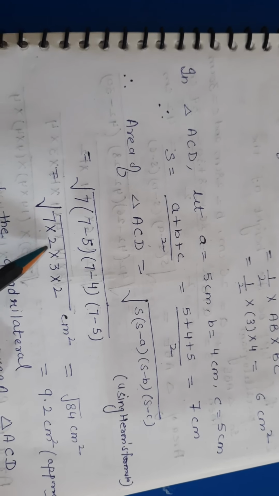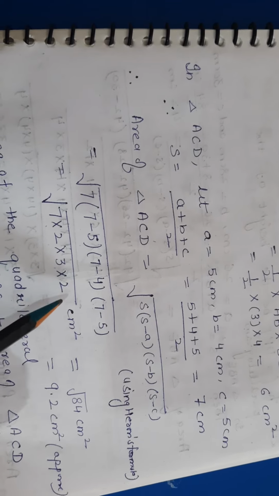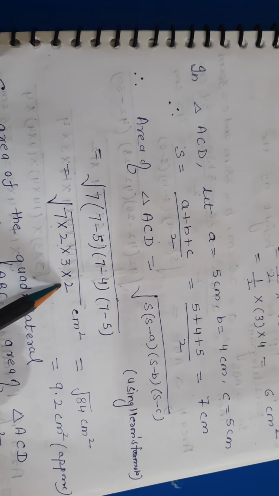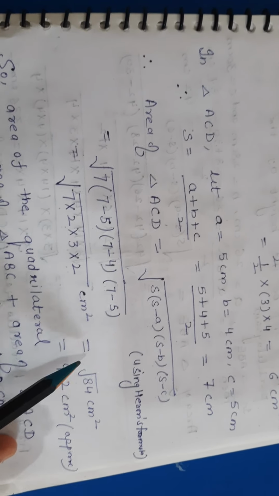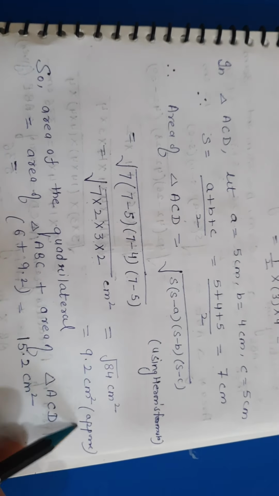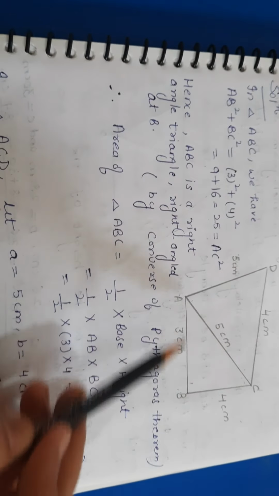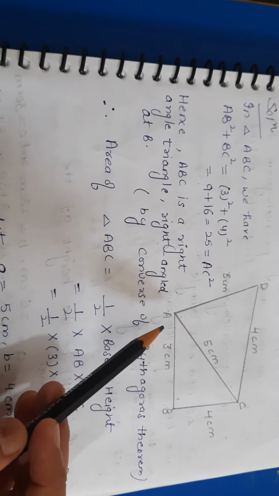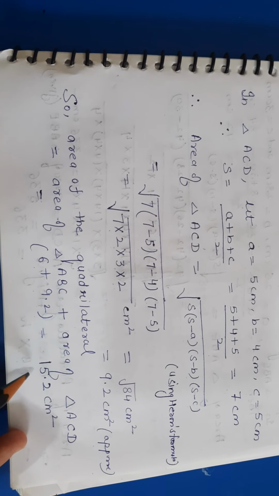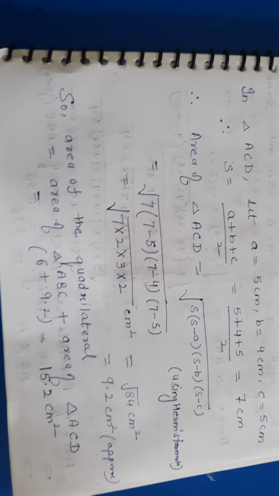So this is 7 into 2 into 3 into 2, right? 7 into 2, 14. 14 into 6 is 84. Square root 84. On simplification, this is 9.2 centimeter square approximately. So the area of quadrilateral ABCD is area of triangle ABC plus area of triangle ACD. That is 6 plus 9.2 centimeter square, or 15.2 centimeter square.